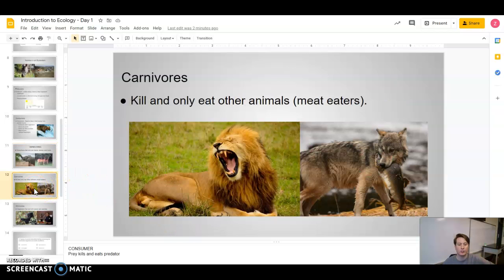Now carnivores. Carnivores only kill and eat other animals. They're meat eaters. And I should fix this, it's predator. Kills and eats. Prey. So a lion's a predator, and this wolf right here is a predator, and its prey that it's eating is the unlucky fish.